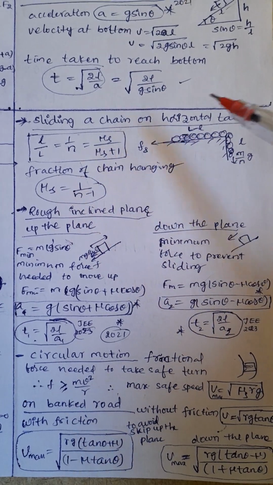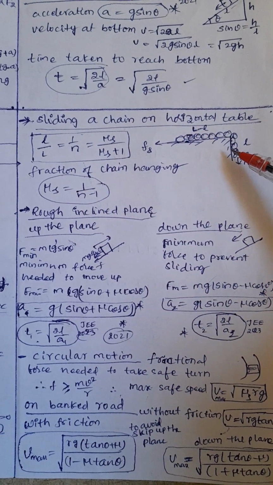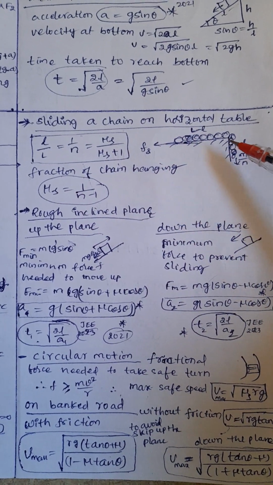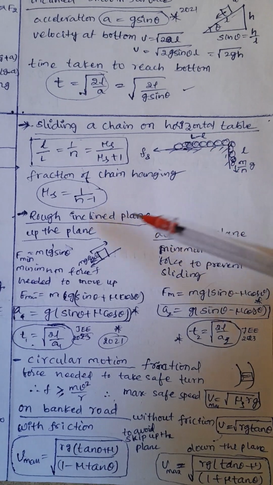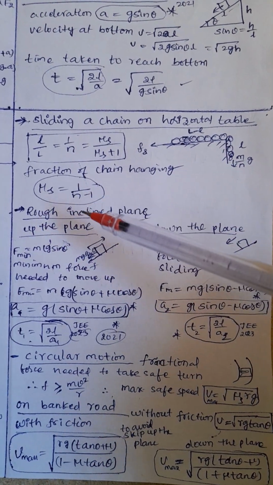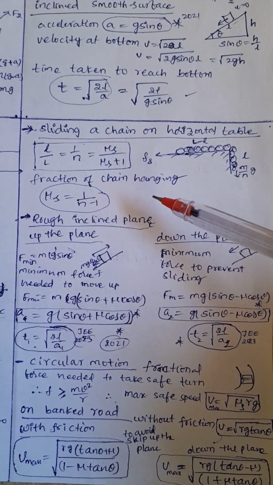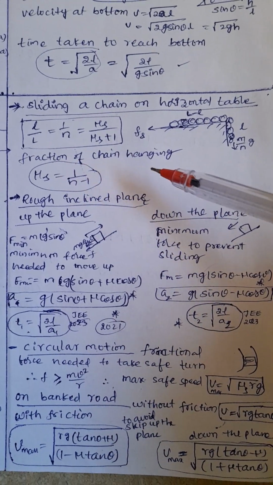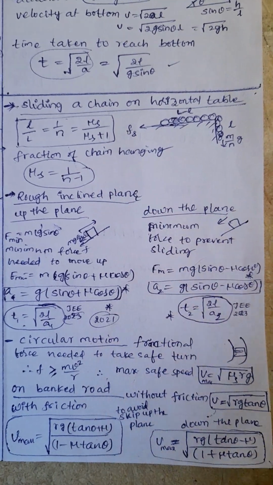N represents, for example, if 1/3 of the length is hanging, then n is equal to 3. If 1/4 of the length of chain is hanging, n is equal to 4, then mu is equal to 1 by (4 minus 1), mu is equal to 1 by 3, 0.33. Based on this, in 2023 JEE Main, we got a problem.